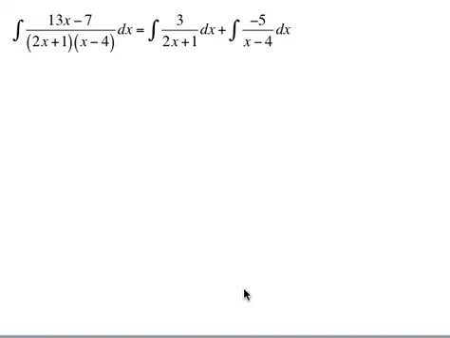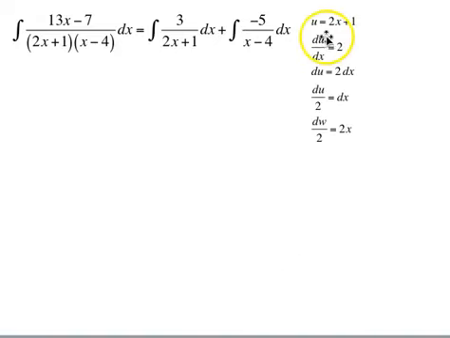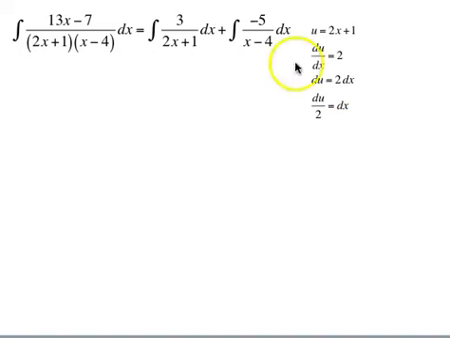To do that, we need some substitutions. U is 2x plus 1, so du/dx is 2. du is 2 dx. du divided by 2 is dx. So u is 2x plus 1, du divided by 2 is dx. W will be x minus 4. So dw/dx is 1, dw equals dx.